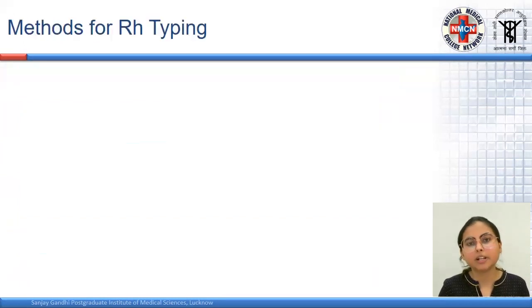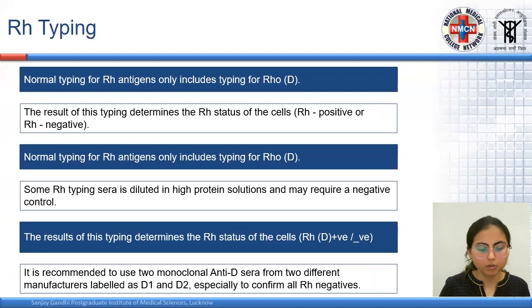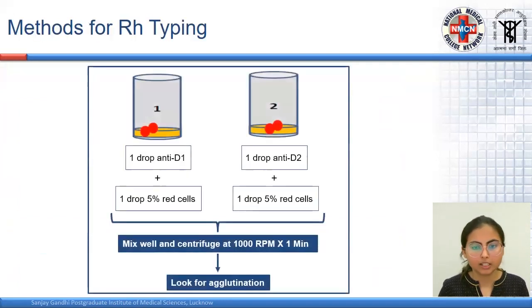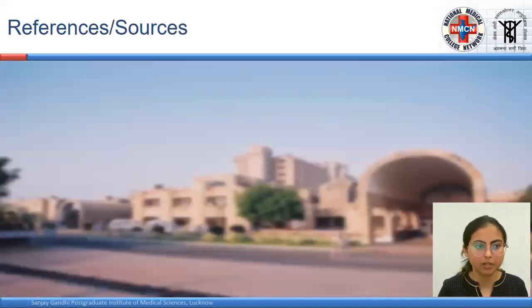It is usually recommended to test D by 2 separate antisera and label them as D1 and D2. This is a pictorial representation of how the testing is to be done in a tube method. You add 1 drop of anti-D1 to 1 tube, and 1 drop of anti-D2 antisera, which is commercially available, to the second tube. Then add 1 to 2 drops of 2 to 5% red cell suspension of the patient or the donor to each tube. Then you mix and centrifuge it, and then you look for agglutination, similarly as you did in ABO blood grouping.